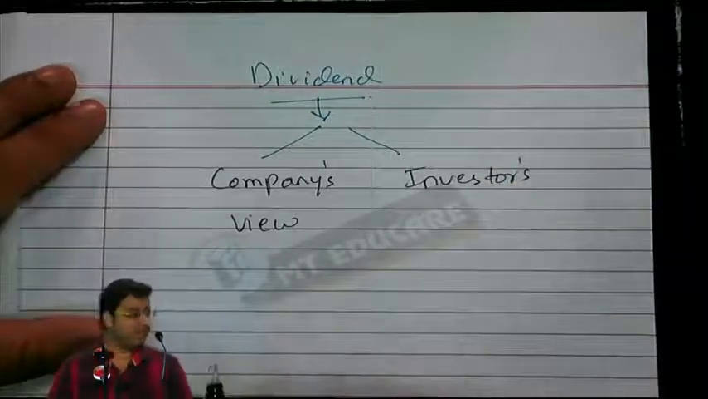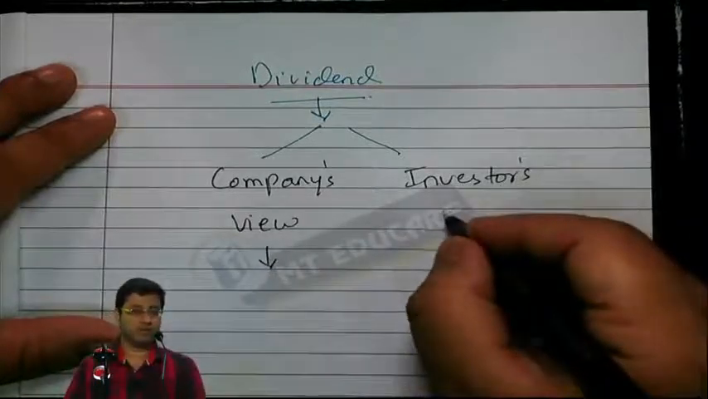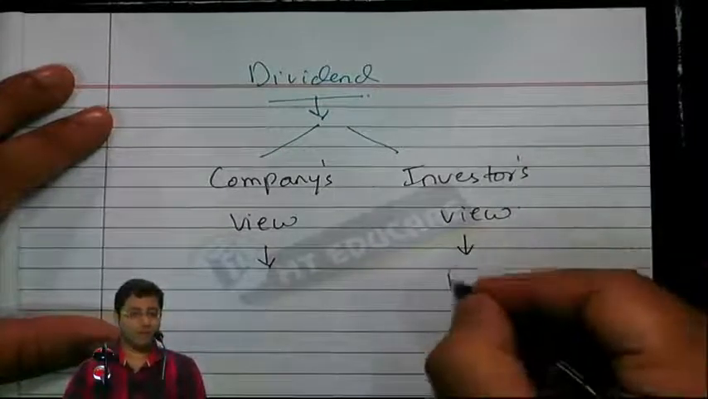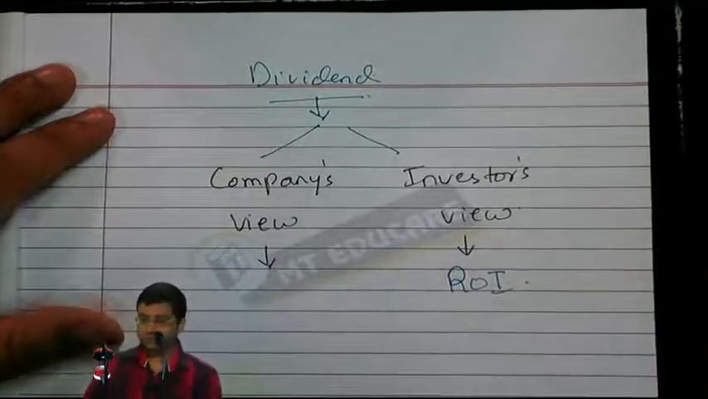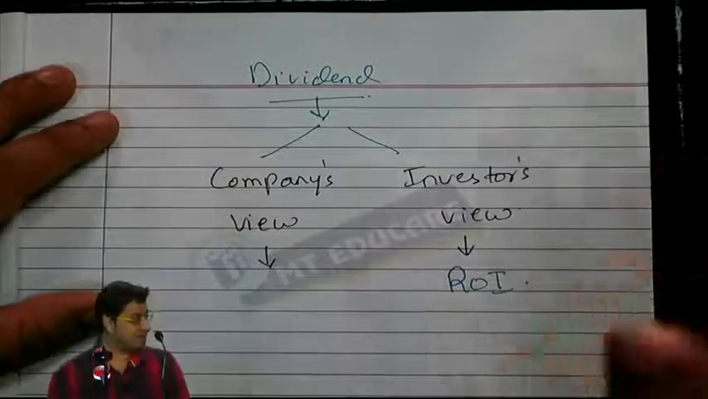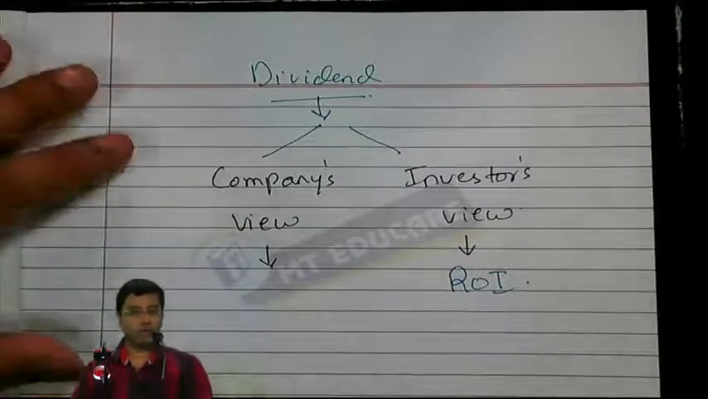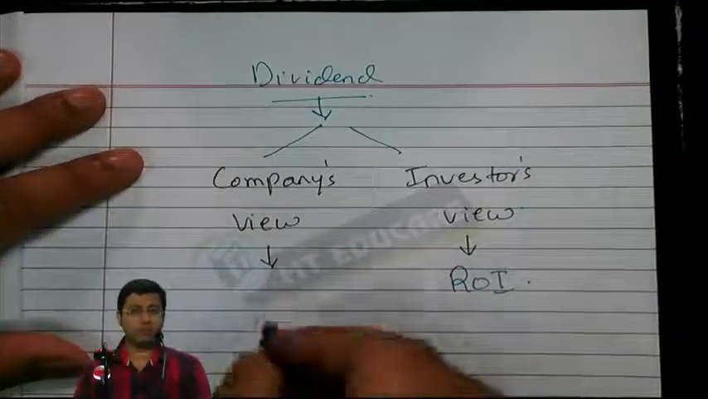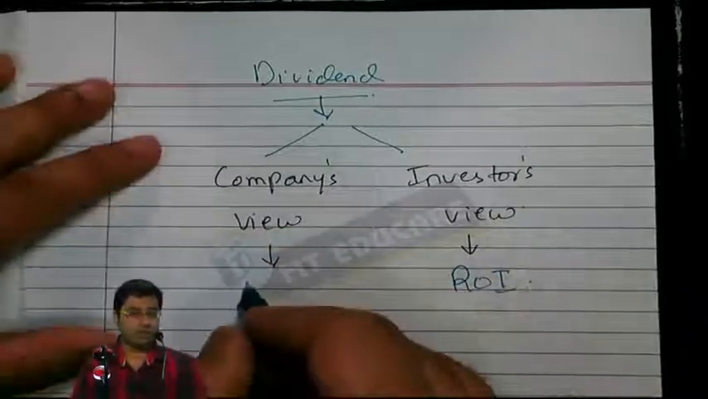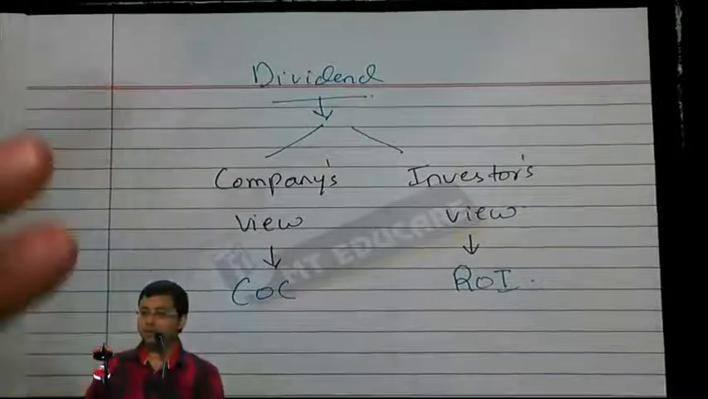There is no fixed definition for dividend given even in the Companies Act. Since we are supposed to define what is dividend, it is very easy to define. From an investor's point of view, dividend means return on investment. When an investor has made some investments in the company, what he anticipates from the company is a return on investment. Then let's talk about the company's point of view. Since it is income or return for the investor, from the company's point of view it is considered as COC, cost of capital.